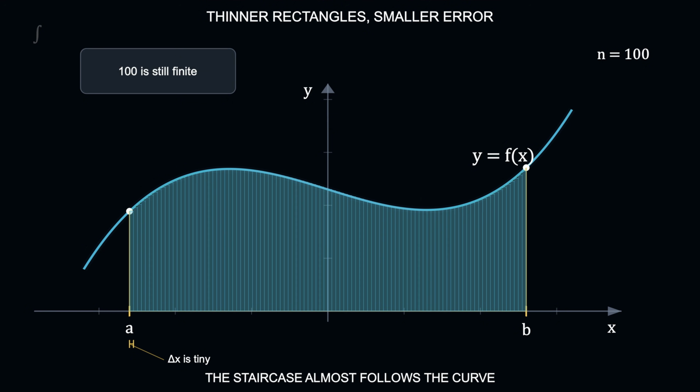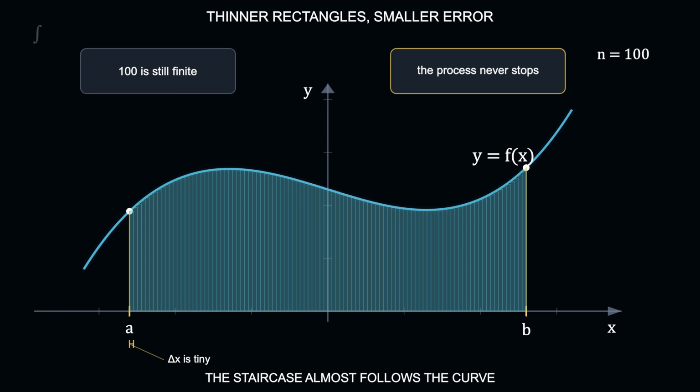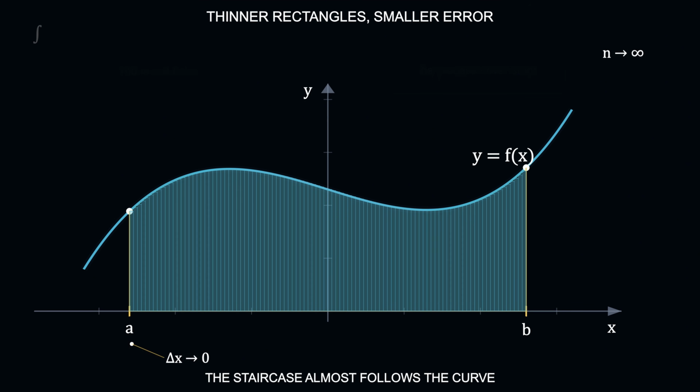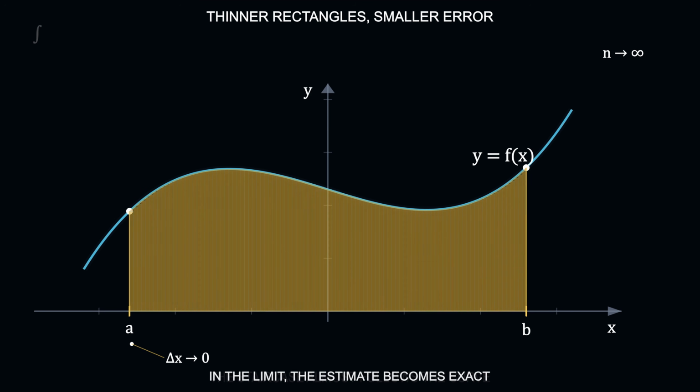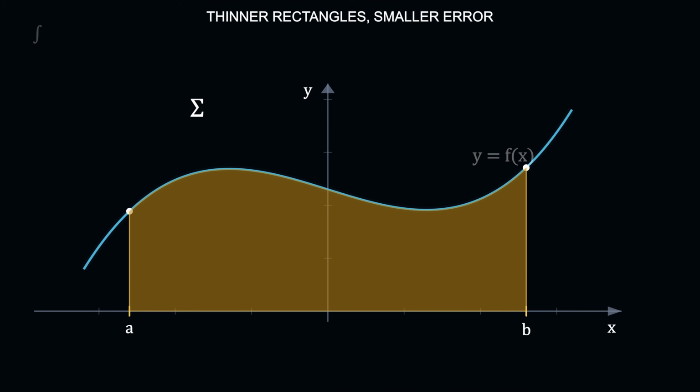The real idea is not to choose one extremely large number of rectangles. It is to imagine a limiting process. The number of rectangles approaches infinity, while the width of each rectangle approaches 0. Each individual contribution becomes tiny, but all of them are still added together. In this limit, the Riemann sum becomes an exact integral. The approximate collection of rectangles is replaced by the exact signed area beneath the curve.